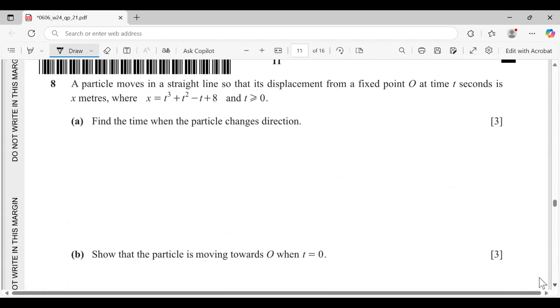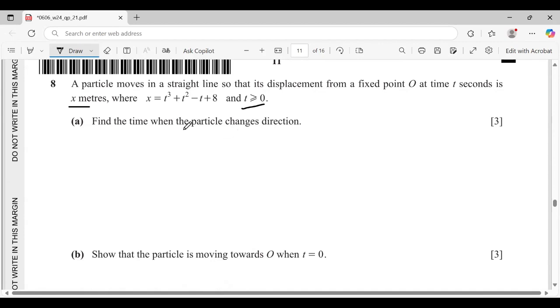A particle moves in a straight line so that its displacement from a fixed point O at time t seconds is x meters, where x, this is the displacement function, equals t cubed plus t squared minus t plus 8, and t greater than or equal to 0. This is important information. Find the time when the particle changes direction.